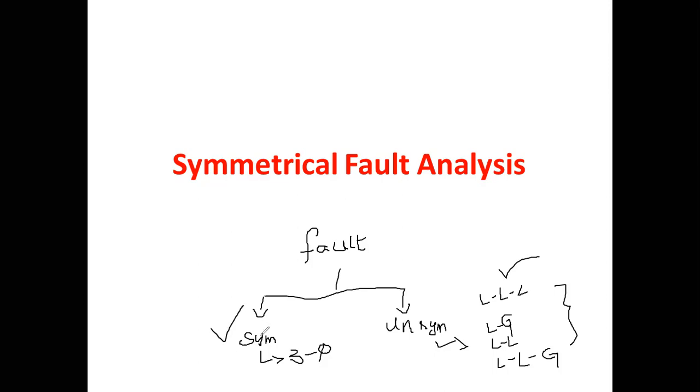This is a rarely occurring fault, and also this is the most severe fault out of these faults. The occurrence of this type of fault is only 5%. The occurrence of the line to ground type is 70%. So in 70% of cases you are going to have line to ground faults. This is an additional 10, this is also 10, and this is also 5. So these are the occurrences.